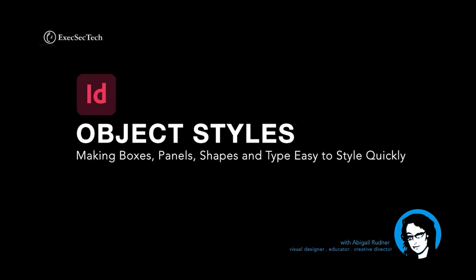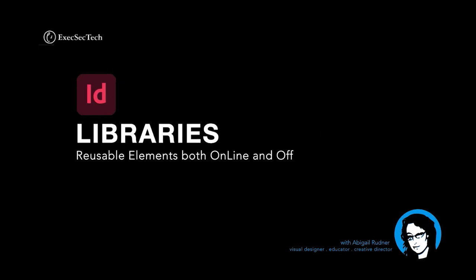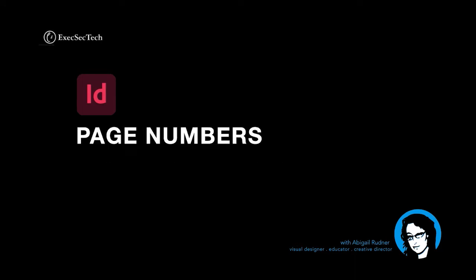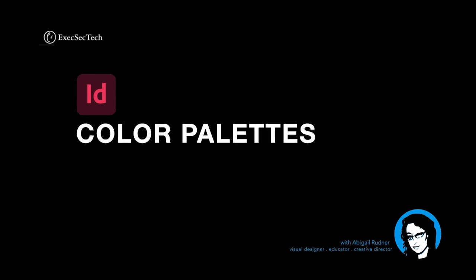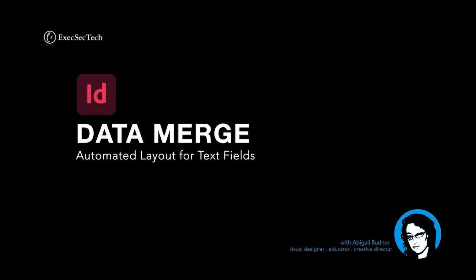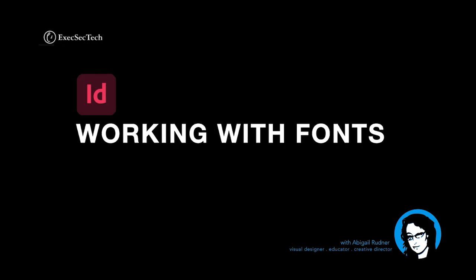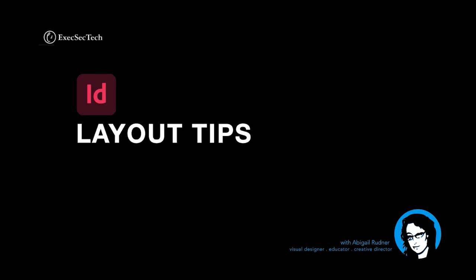object styles. We'll look a bit at libraries and numbering options. We'll take some time to look at color, and we'll wrap up by learning a great technique called data merge for creating automatic layouts. All the while, I'll be teaching you about font design and giving you layout tips so that you can go from zero to hero using InDesign.